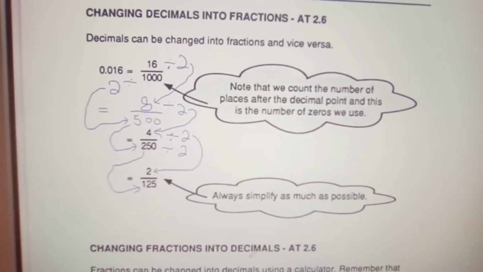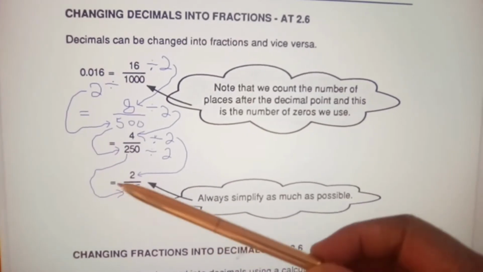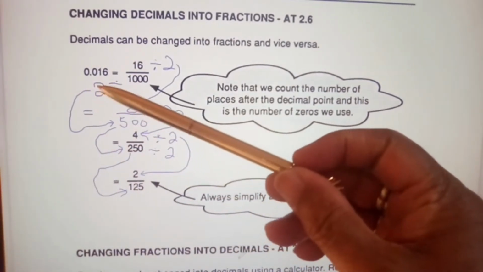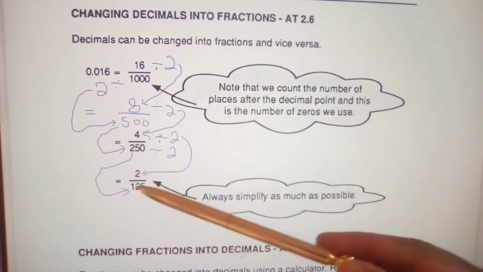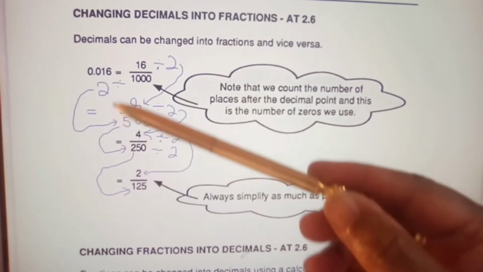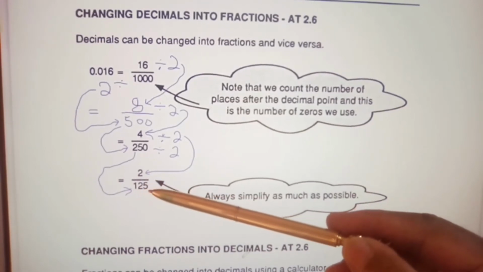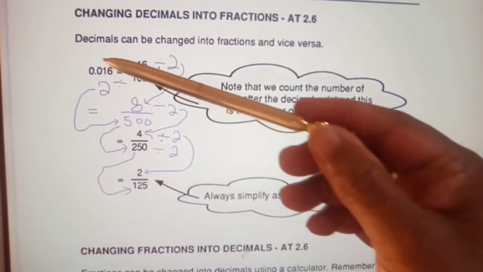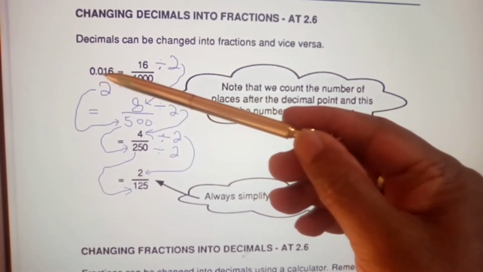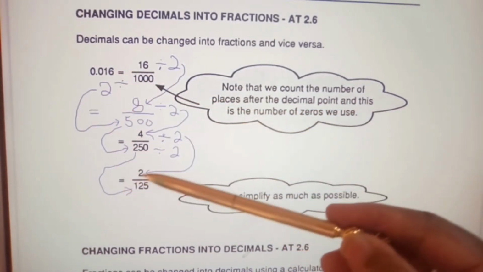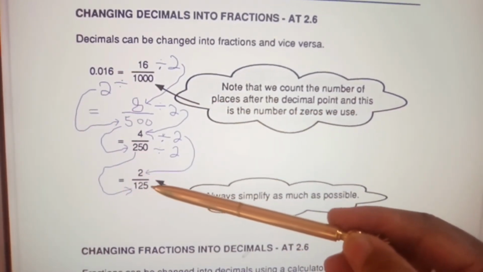And that is the lowest that it will go to. So 0.016, converting from a decimal to a fraction, is equal to 2 over 125. I repeat, 0.016 is equal to 2 over 125.